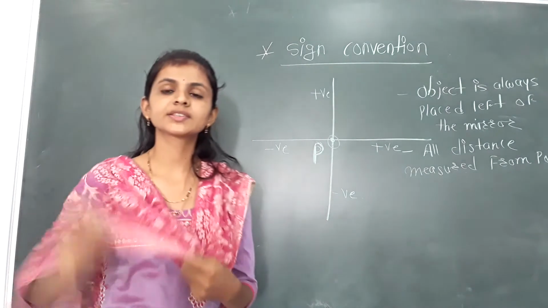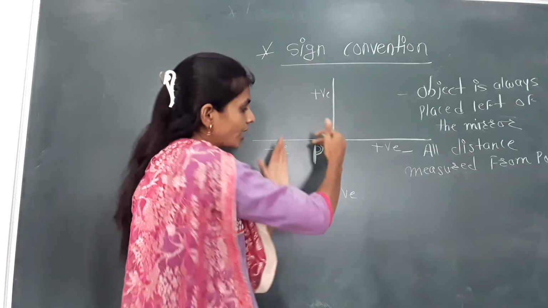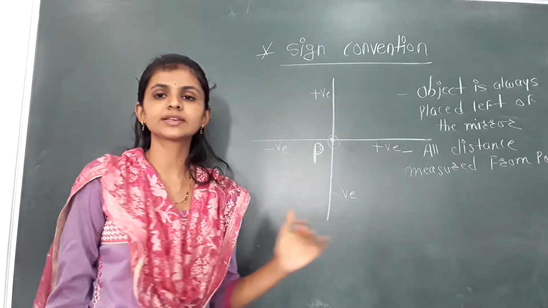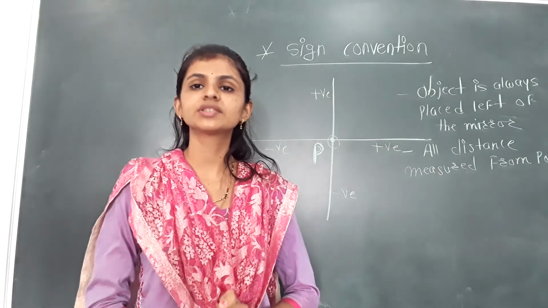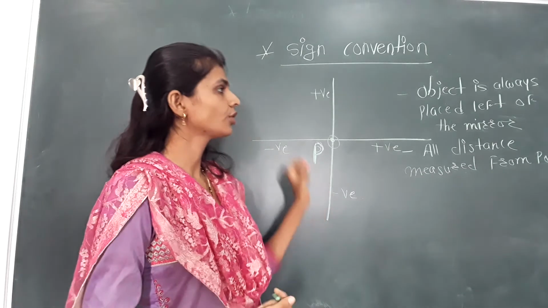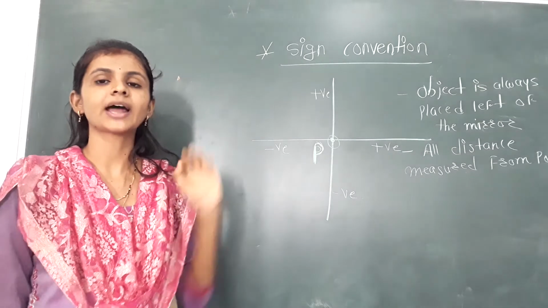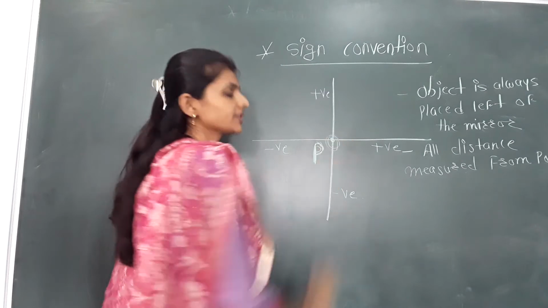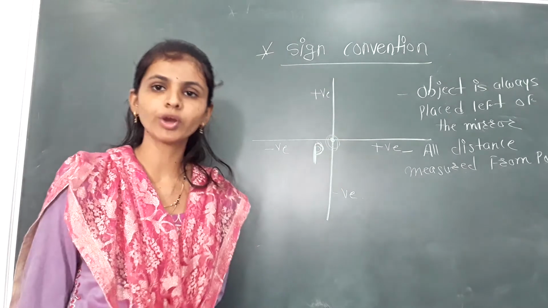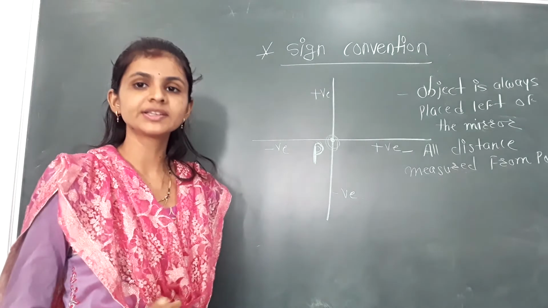Again, whenever we are discussing height, if the height is above, it is positive, and if the height is below, it is considered negative. Okay, so these things are related to the sign convention. In the sign convention, the object is always placed on the left hand side. Then all distances are measured from the principal axis, which is considered the origin point.